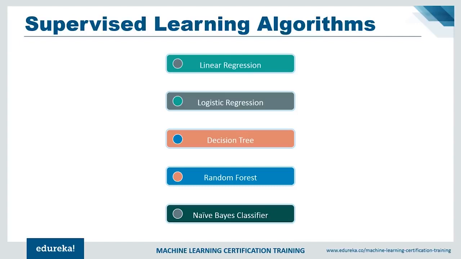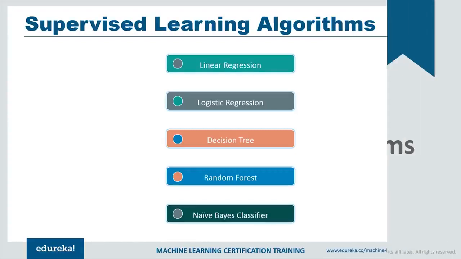Next we have decision trees. These are used for classification problems. They work for both categorical and continuous dependent variables. Random forest is an ensemble of decision trees. It gives better prediction and accuracy than a decision tree. That is another type of supervised learning algorithm. And finally, we have the naive Bayes classifier, a classification technique based on the Bayes theorem with an assumption of independence between predictors.